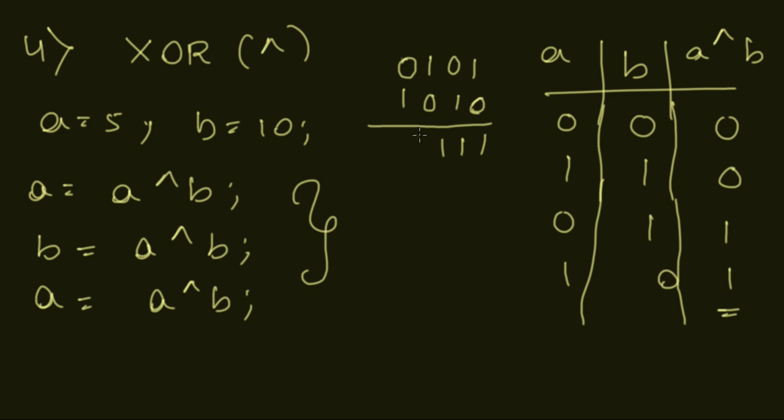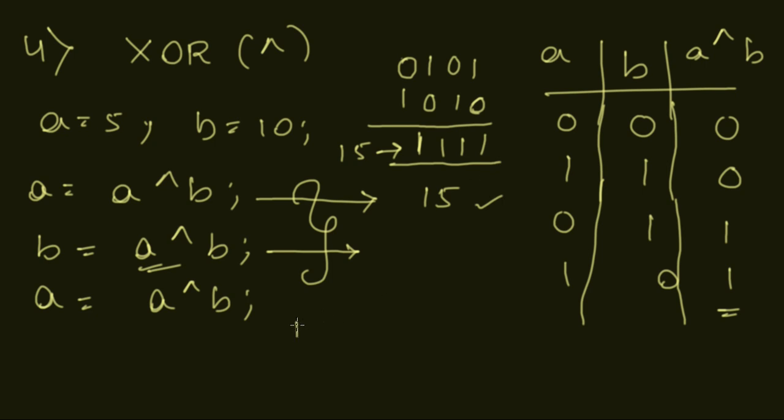These two are different values, so I am going to get 1. So this is nothing but the representation of 15 in binary format. So the value that is going to be stored here is 15. Now, the value of B, let us calculate what will be the value of B. So now the A value is updated and it is 15.